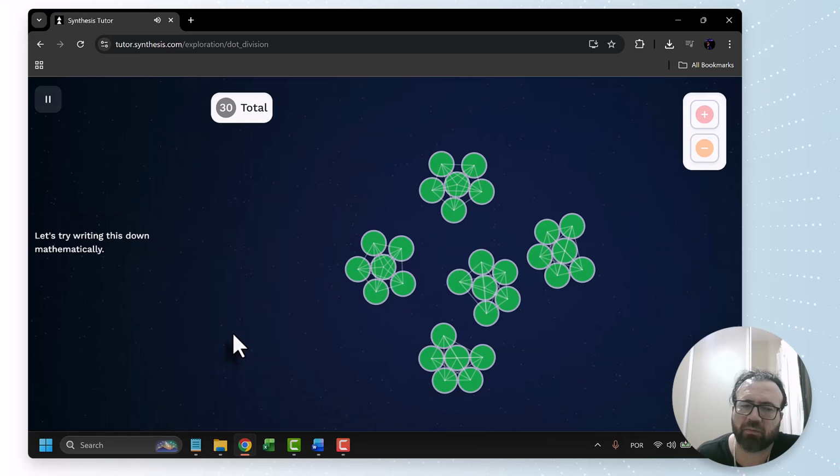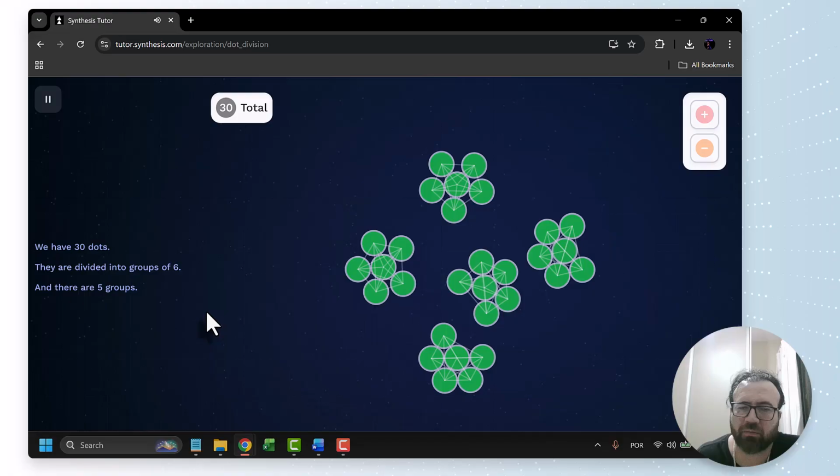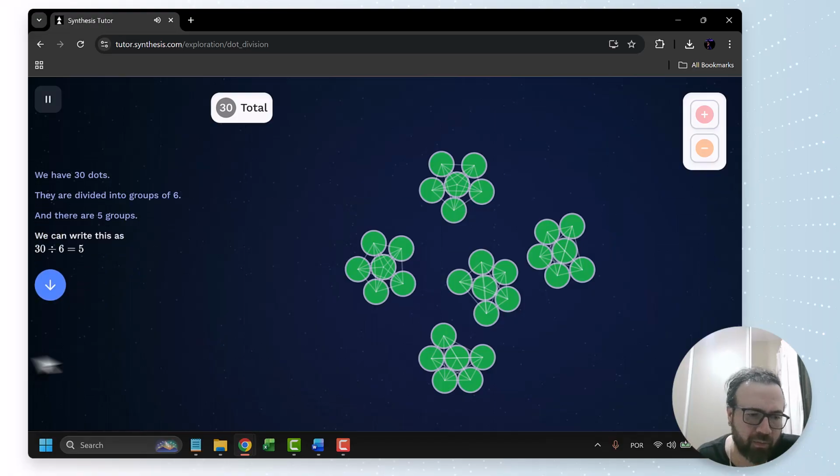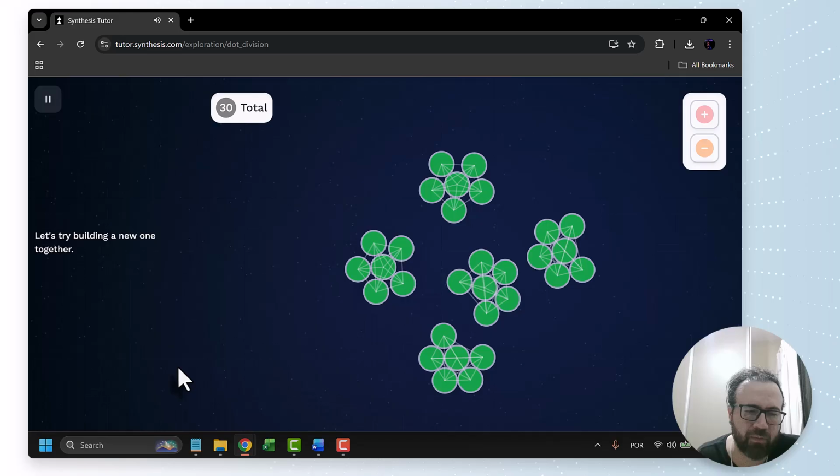Let's try writing this down mathematically. In math, we use this symbol to mean divided by. It's just a little line with a dot above and a dot below. We have 30 dots. They are divided into groups of 6, and there are 5 groups. We can write this as 30 divided by 6. Let's try building a new one together.